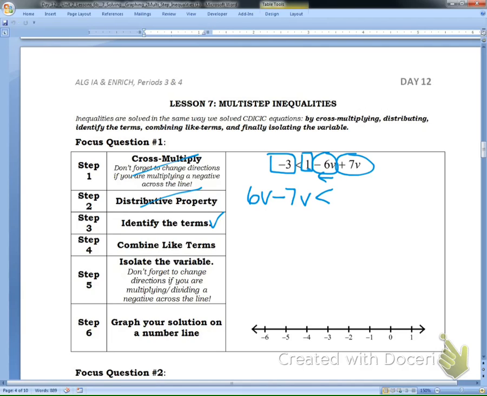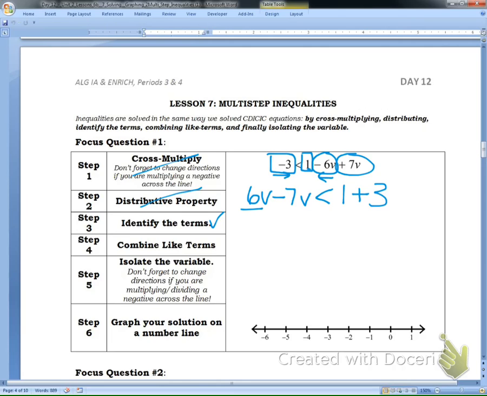My inequality stays the same direction because I'm not multiplying or dividing by a negative number. The 1 that's currently already on the right-hand side of the inequality stays there and it stays positive. But I do need to move this negative 3 to the other side of the inequality, so it's a plus 3. Alright, so I've identified my terms and made sure that they're on the right side of the inequality where I want them. I'm ready to combine my like terms.